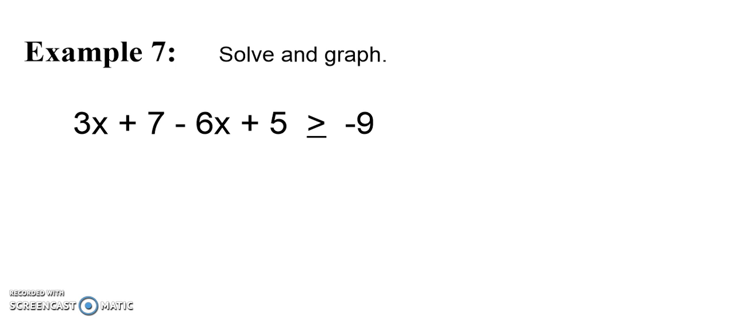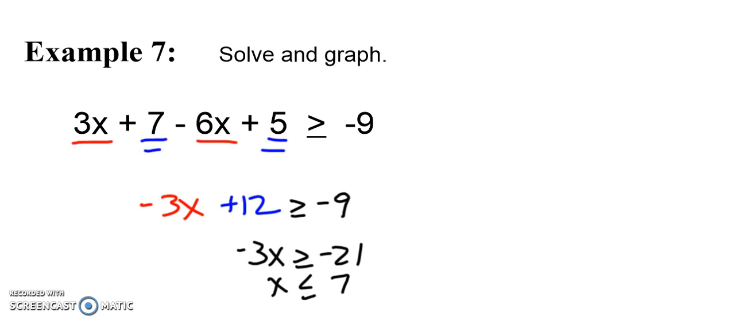Alright, we're going to have one more example that you do on your own. So pause the video. Alright, so on this one I have combined like terms and got my simplified inequality. Because I am dividing by -3 on both sides, I have switched the direction of my symbol to get x is less than or equal to 7.